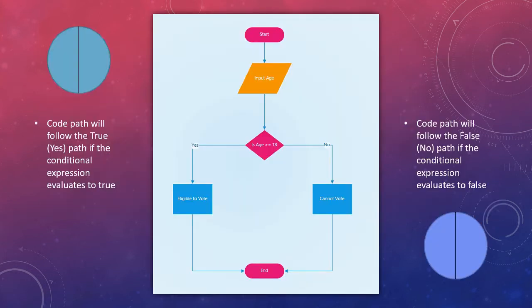When we're working with a dual alternative, again, we only have two alternatives. So in our case here, this visual example, if the age is greater than or equal to 18, if that's true, they're eligible to vote. If it's not true, they're not eligible. So we don't really have any other alternatives here. We have either the yes path, it's true, or the no path, it's false.